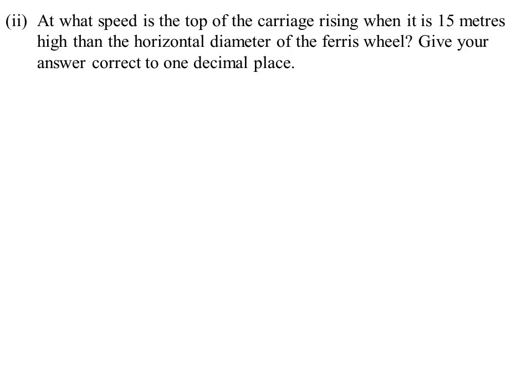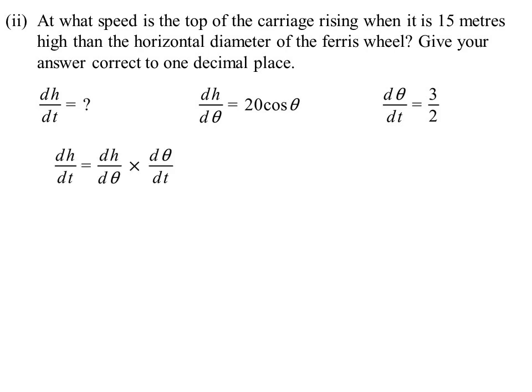What speed, notice I've asked for speed, not velocity, is the top of the carriage rising when it is 15 metres higher than the horizontal diameter of the Ferris wheel? Okay, so we're trying to find dh/dt. We just worked out dh/dtheta. Can we link theta and time? Well, yeah, they gave me that information. dtheta/dt was 1.5. I've written it as a fraction, but 3 on 2. So we should be able to create dh/dt. Let's sub all that in, and it's 30 cos theta.